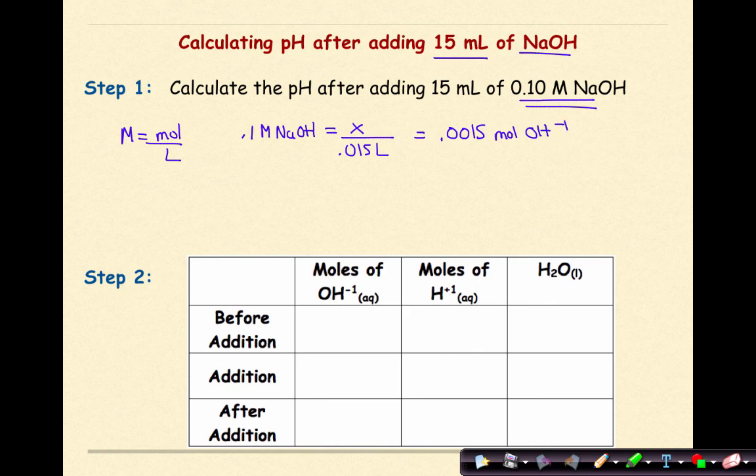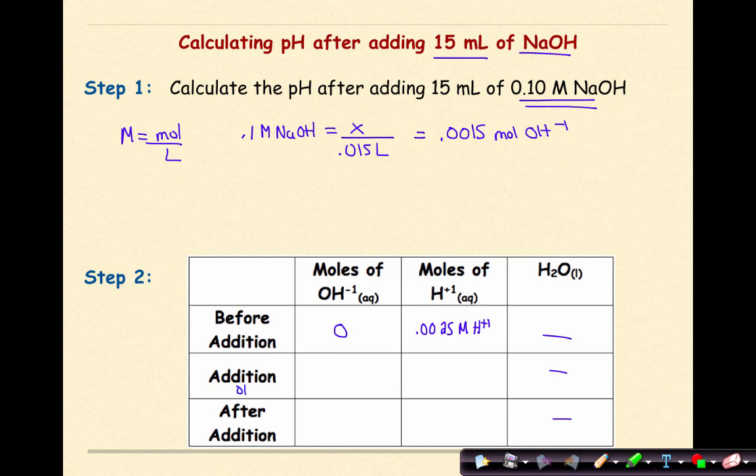Step 2, before the addition of the hydroxide, I'm going to have 0 of this. I start out with my original amount of hydrogen ions. Always go back to the original. So 0.0025 moles of my hydrogen ions. I'm not going to worry about the water.